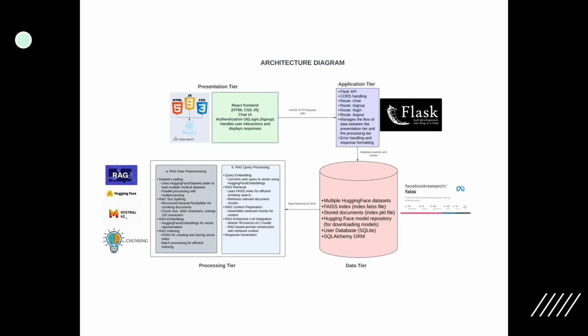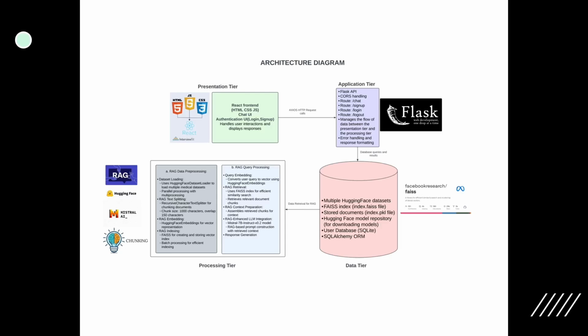Application tier. This tier is built using Flask. It serves as the backend of the application and includes API routes such as chat, sign up, login, logout routes, CORS handling, error handling, and response formatting, management of data flow between presentation and processing tiers.